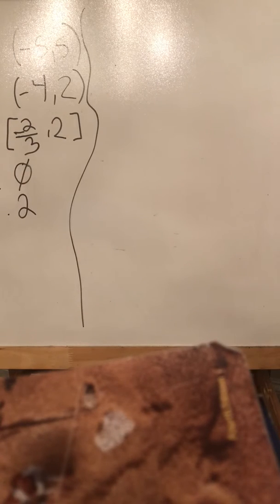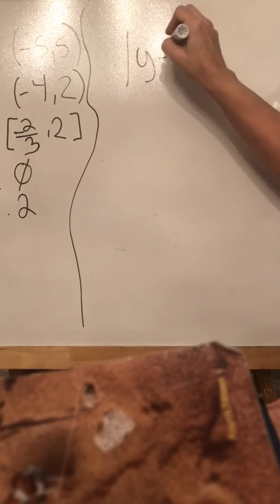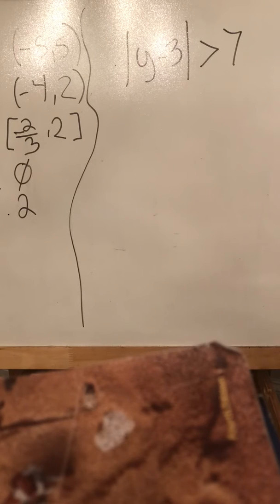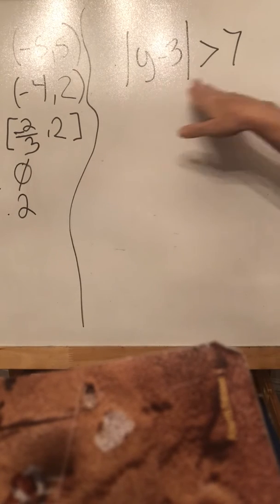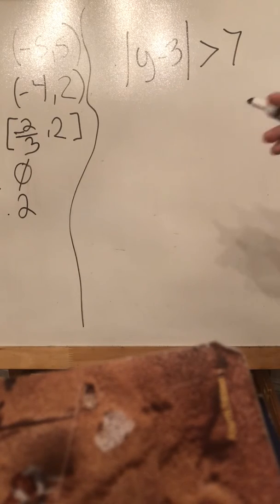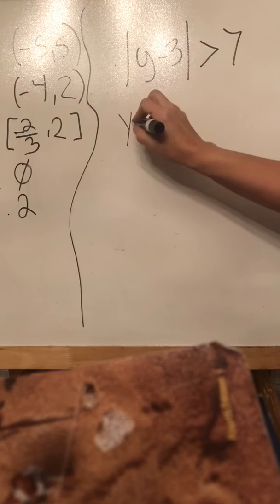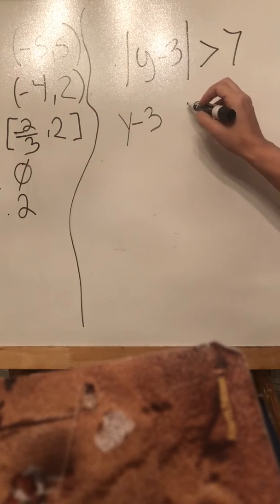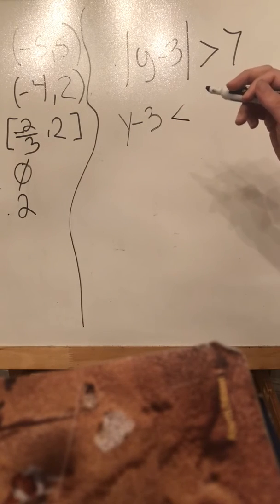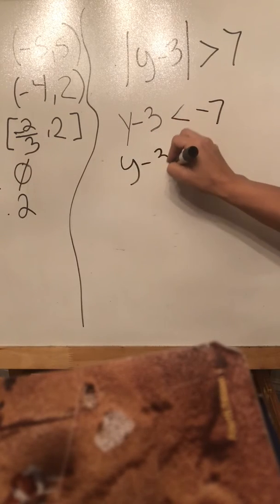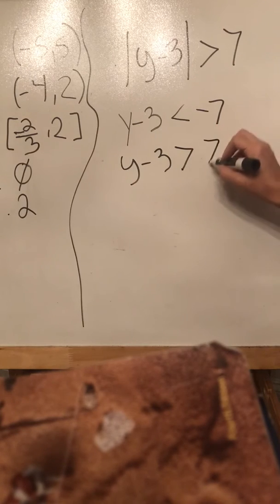All right, let's go ahead and look at example 6. Now we're solving the absolute value of y minus 3 is greater than 7. So here we go, y minus 3 greater than 7. Since 7 is a positive number, we're going to say that this part is our x and this is our value. So either y minus 3 is less than negative 7, or y minus 3 is greater than 7.